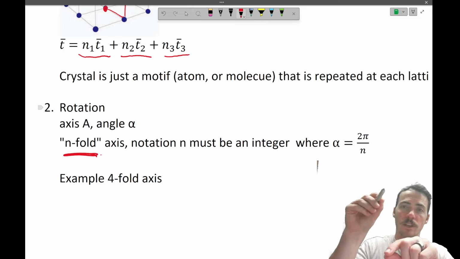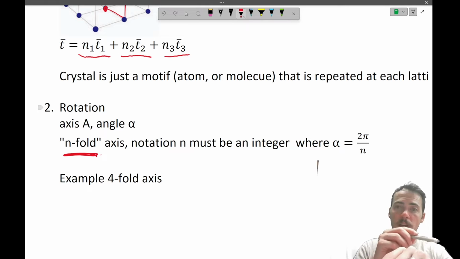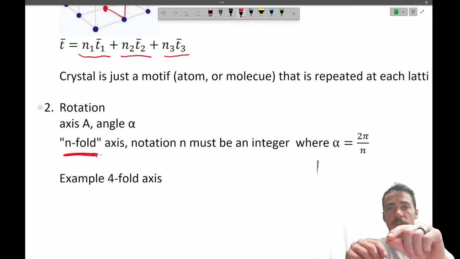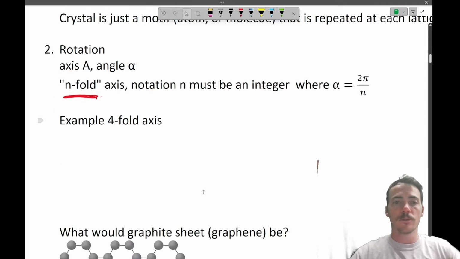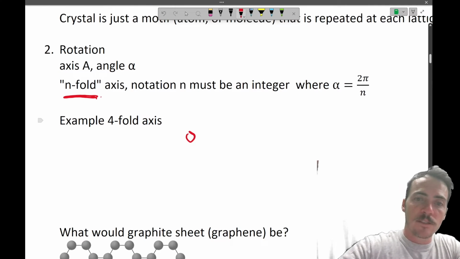You go 90 degrees, that's rotation 1. A second 90 degrees brings you to 180. A third rotation brings you to 270. And a fourth rotation brings you back to 360, right? So it's an n-fold rotation, right? So what would an n-fold rotation look like? Well, let's go back to our square lattice. It has a good example of this.